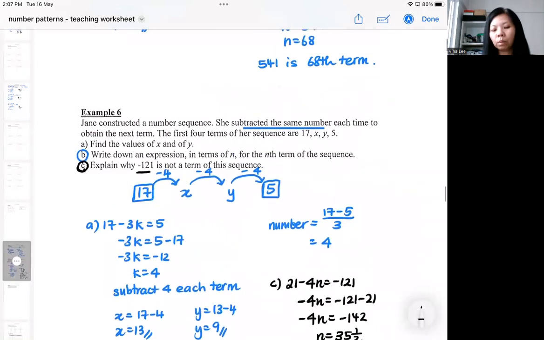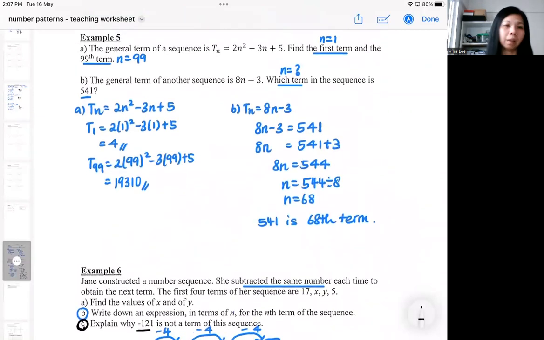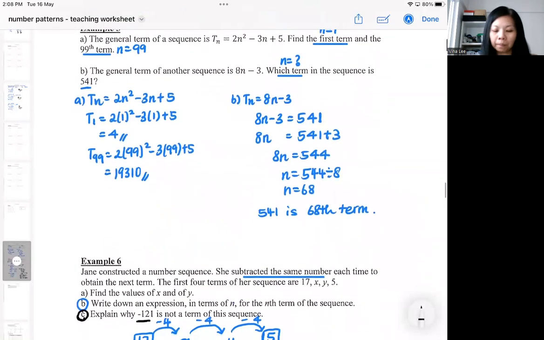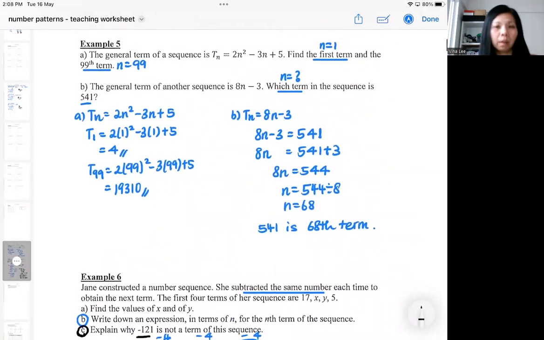Okay, so these two examples are something where sometimes in exam questions you will see something like this. So do understand the phrasing, get used to the phrasing.